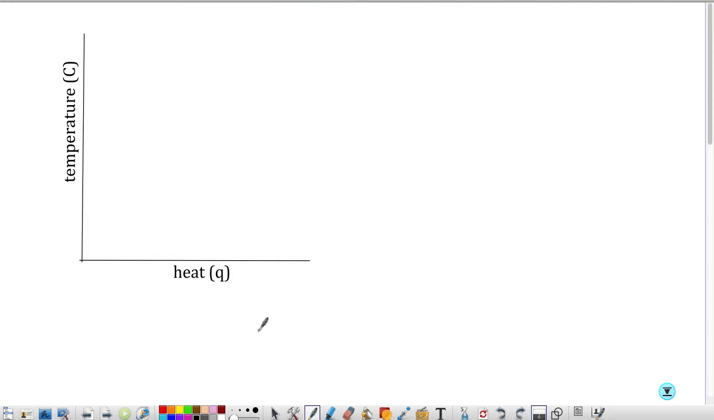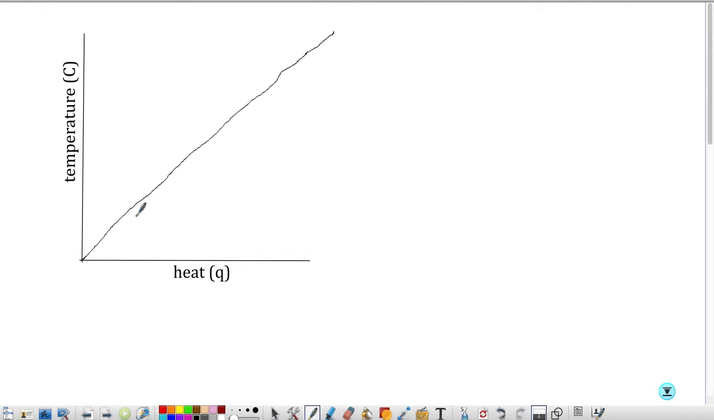Here I have a graph of heat versus temperature. Now, if I were to ask you what this graph looked like, why don't you pause, think about that, maybe draw a little graph in your notes. Most people would say that the graph looks something like this. As you increase the heat, you increase the temperature in a linear fashion. Most people's logic would dictate that it's a direct relationship.